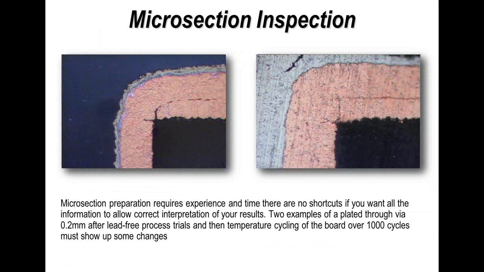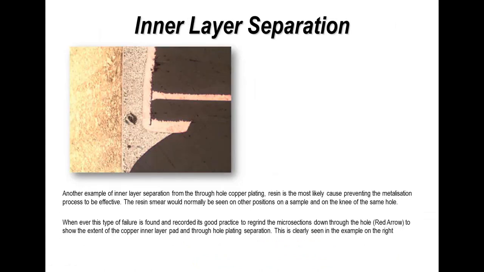So what I'm trying to illustrate here is look for good quality microsections, because that's how a PCB fabricator controls the quality of your product. Also, if you're doing failure analysis and looking for failure, here's an example of inner layer failure, separation between one of the inner layers to the barrel of the hole, but it also shows you resin on the surface of both that and also on the copper foil, which makes up the pad. And you can see the resin on the knee of the hole contaminating the surface.